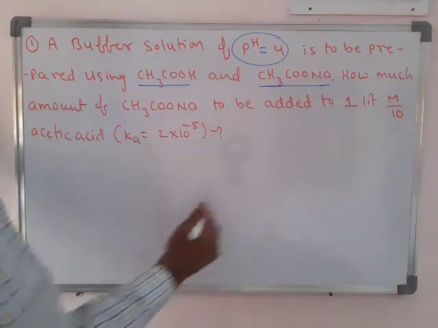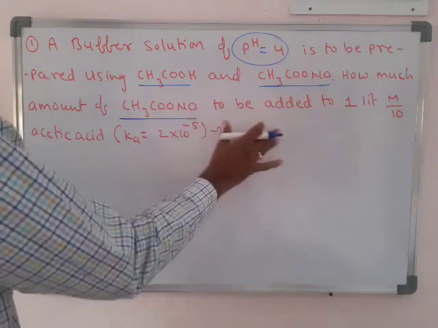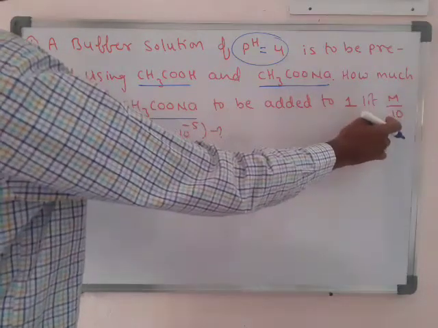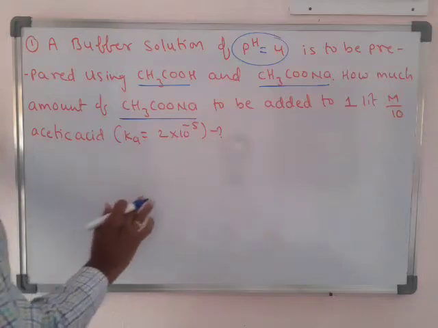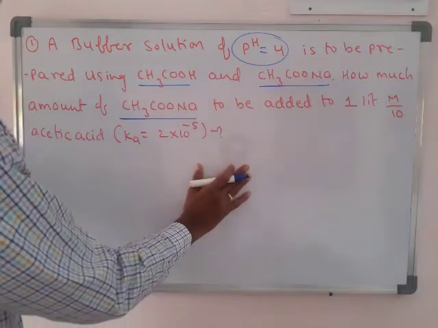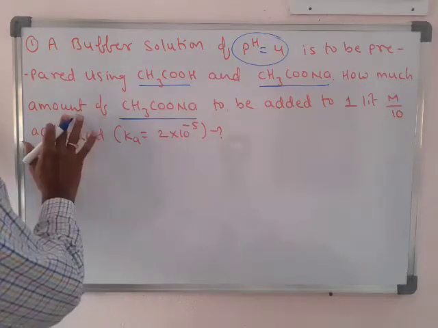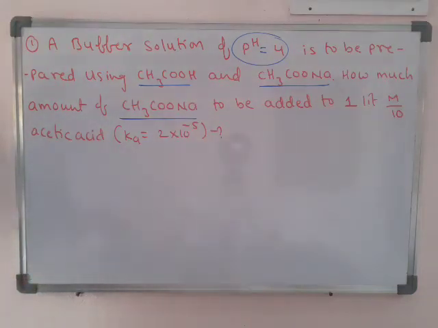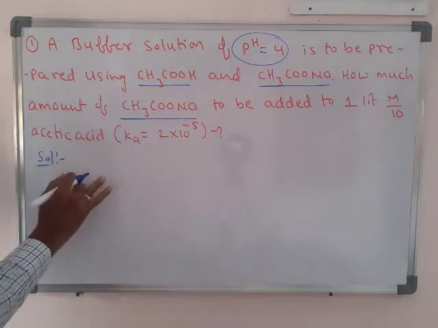So what we have to find is how much sodium acetate is to be added to 1 liter of M by 10, that is 1 by 10 molarity, of acetic acid. Means here the acid concentration is given, we have to find how much sodium acetate to be added. Okay, so here it's very important. It is given an acidic buffer.